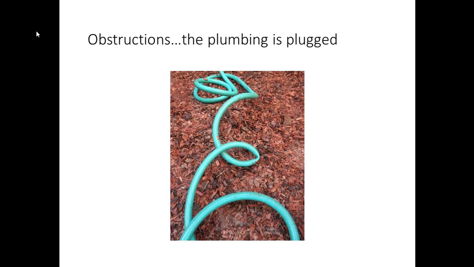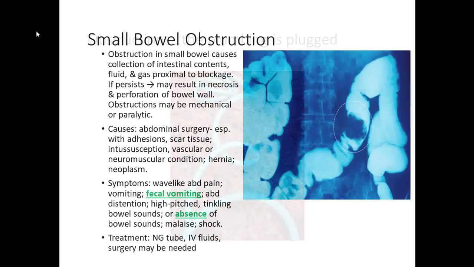All right, moving on to obstructions. The plumbing is plugged. So there's a small bowel obstruction and a large bowel obstruction. What happens for a small bowel obstruction, an SBO, which is probably the most common, is there is a collection of intestinal contents, waste, whatever, fluid, gas, where these intestinal contents actually block the small intestine.